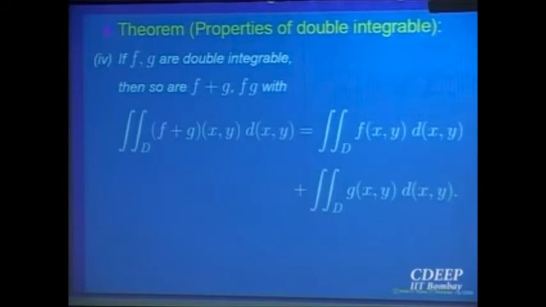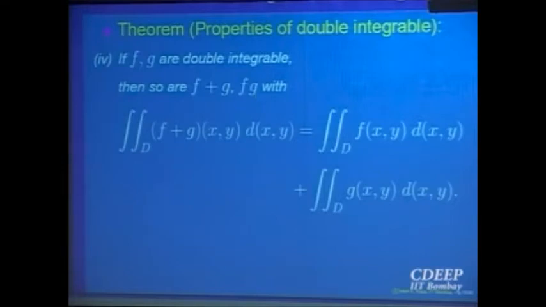This, along with the property that alpha comes out, is normally called the linearity property of any operation, right? Multiply by alpha, that alpha comes out, and the operation of the sum is equal to the sum of the operations. That is normally called linearity. And f into g is also integrable. If f and g are integrable, then f into g is also integrable.